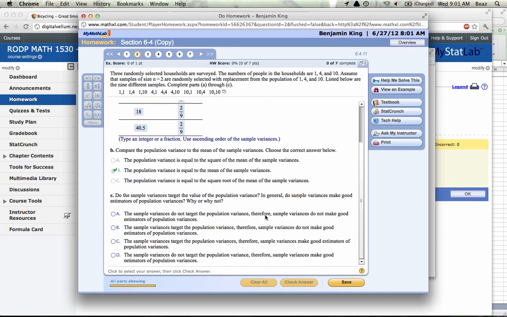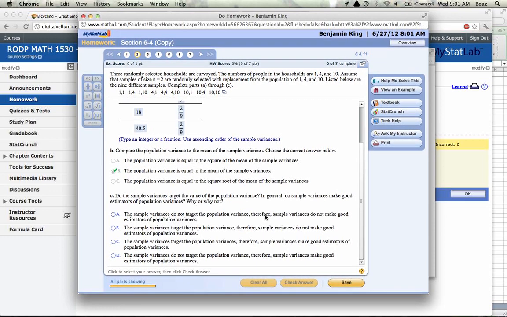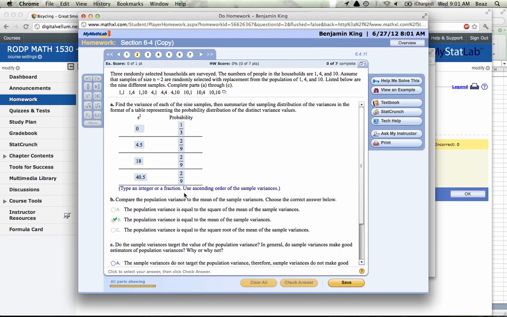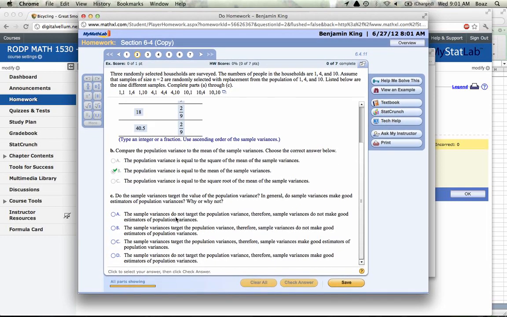And then we're asked, do the sample variances target the value of the population variance? And in general, do sample variances make good estimators of population variance? Why or why not? Well, because the mean of the sample variances is the same as the variance of the population, they do target the population variance, which means they make good estimators of the population variances.